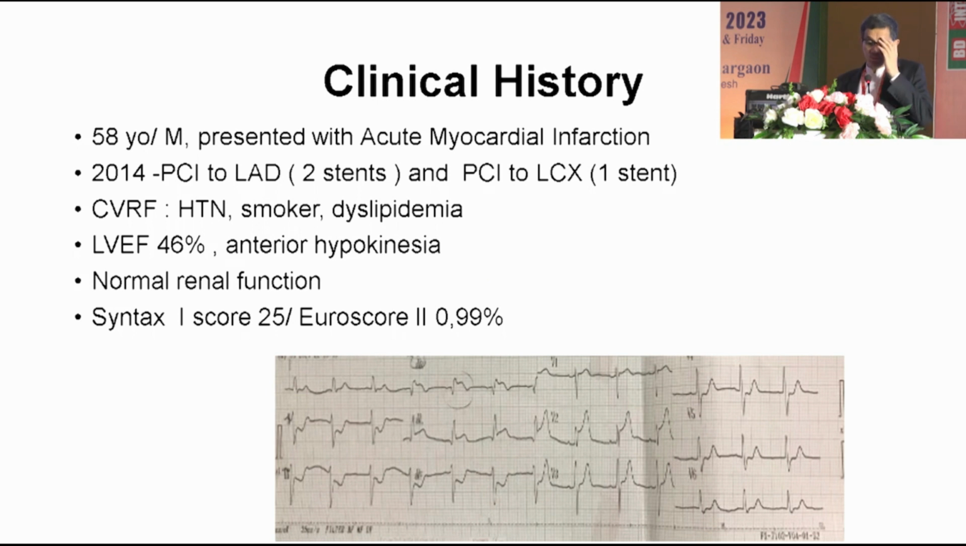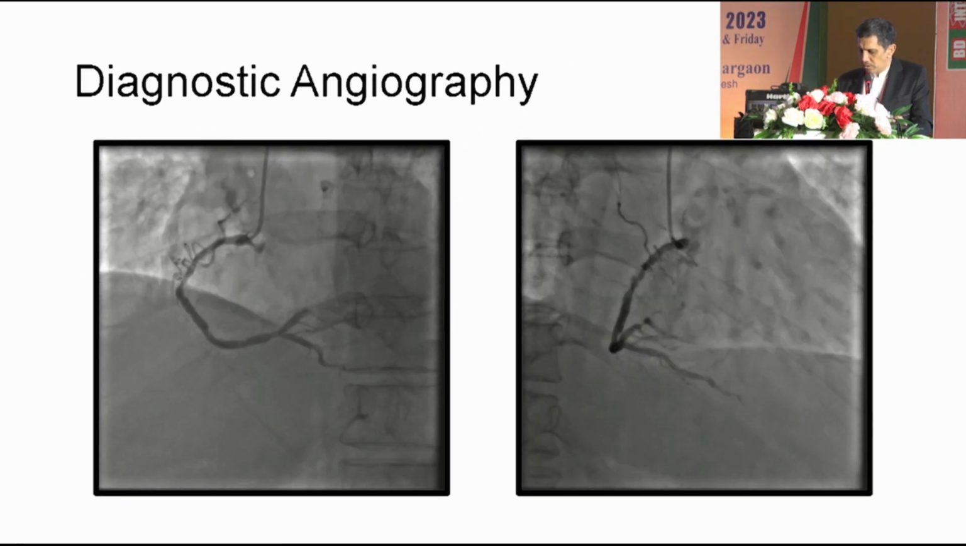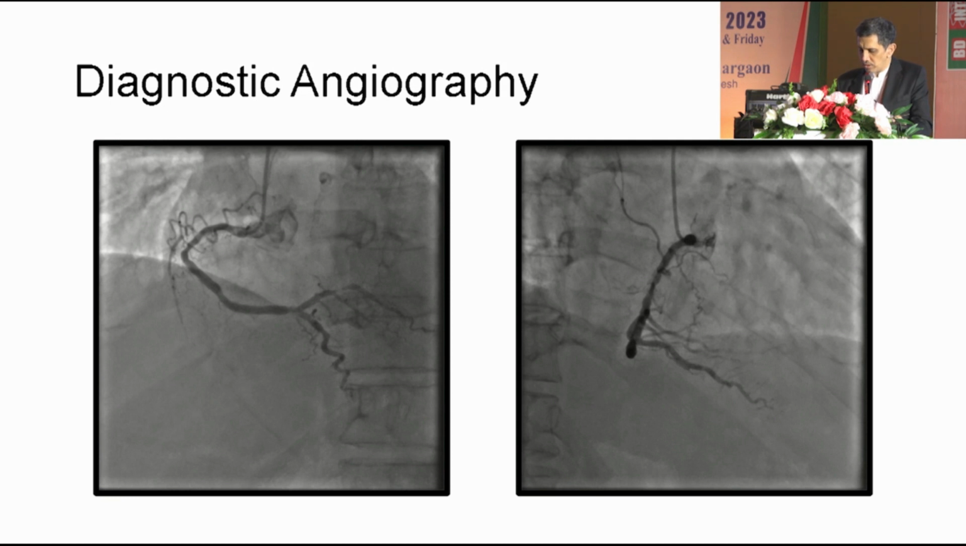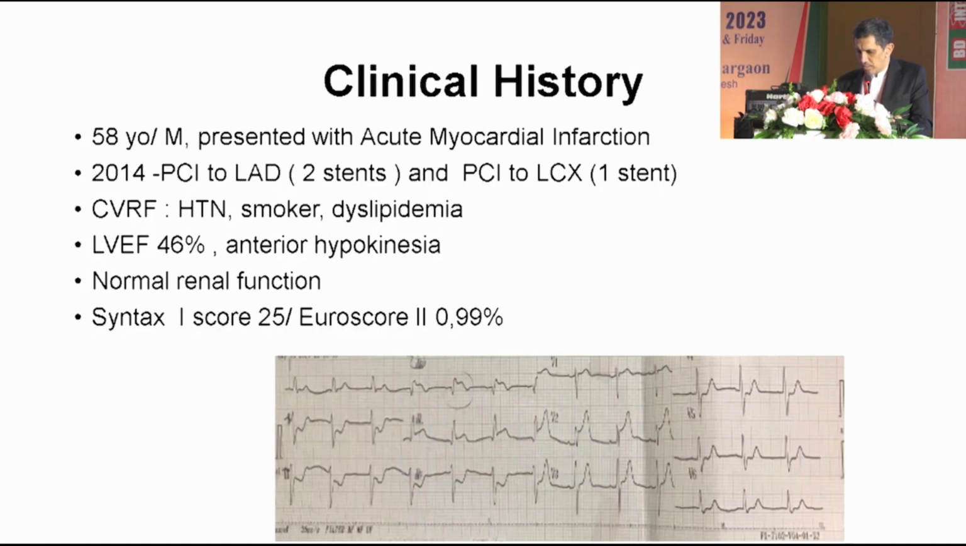So this clinical history: 88-year-old male, presenting with acute MI. In 2014, he got 2 stents in LAD and 1 stent in circumflex. He had hypertension, smoker, and dyslipidemia, LVEF 46%, anterior hypokinesia, normal renal function, SYNTAX score 20, AUR score 0.99. Look at this ECG that showed the ST elevation in aVR and also the anterior wall.